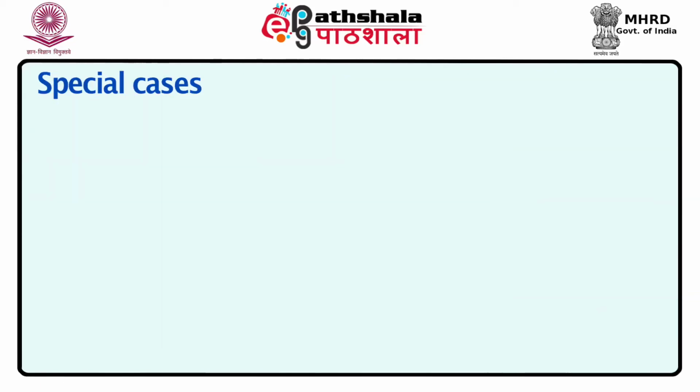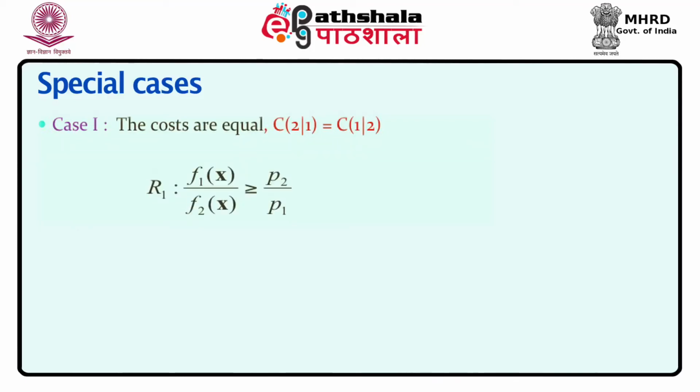Some of the special cases here: firstly, the costs may be equal. So if you have C2 given 1 equal to C1 given 2, then the result reduces to f1(x) by f2(x) greater than or equal to P2 by P1 being the R1 region, that is, you place the individual into G1, and f1(x) by f2(x) less than P2 by P1 being the R2 region, that is, you place the individual in G2.